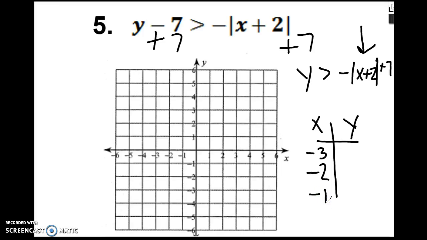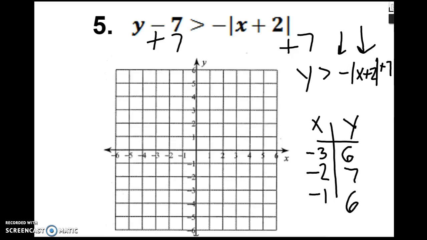And then we start to plug and chug. So -3 plus 2 is -1. The absolute value of -1 is +1. But it has this negative sign outside, so it becomes a -1 again. Plus 7 would be 6. -2 plus 2, 0. Absolute value of 0, 0. Minus 0, 0. Plus 7, 7. And since we know the top and the bottom have to be the same, we could plug it in, or we could just go, well, it's got to be the same.